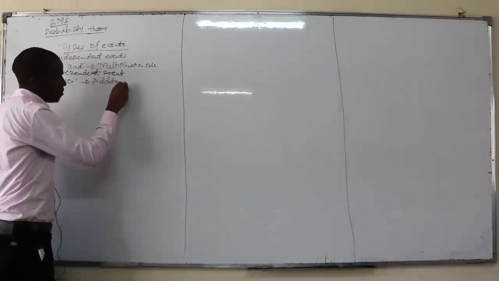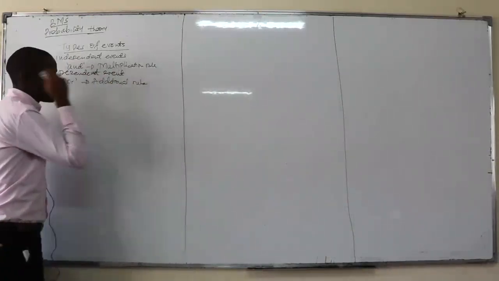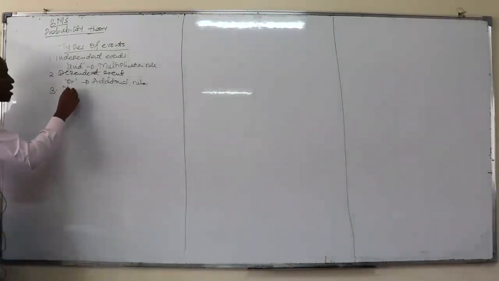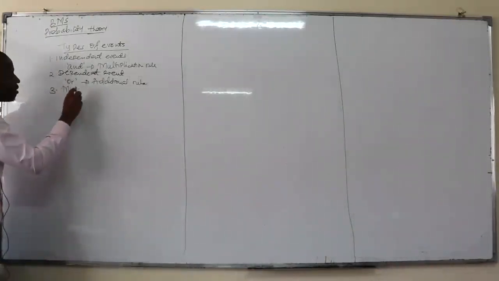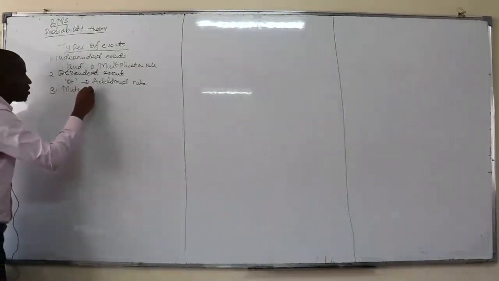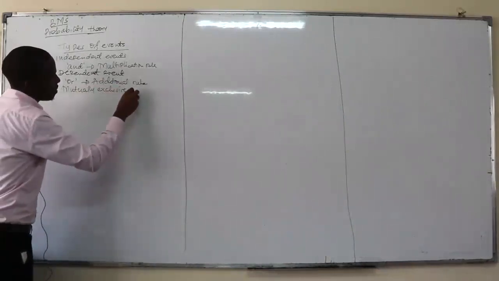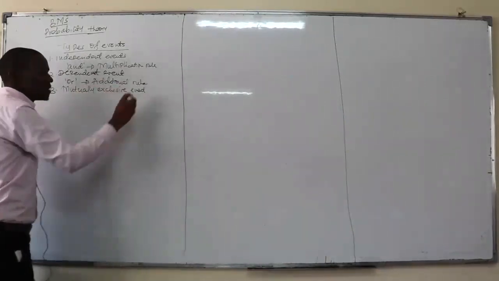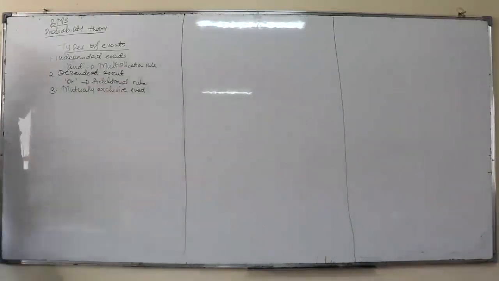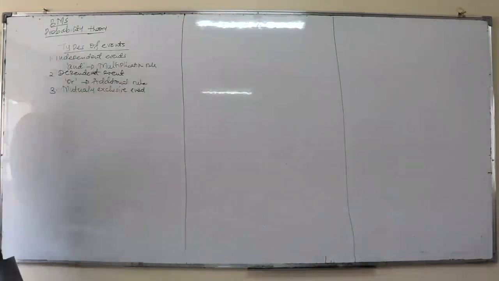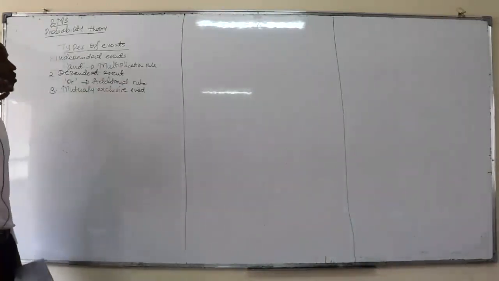addition rule. And then number three, we have what we call the mutually exclusive events. These are those events that cannot happen at the same time. So they are those events that cannot happen at the same time, meaning that if you choose one event, the other one will not be able to happen.